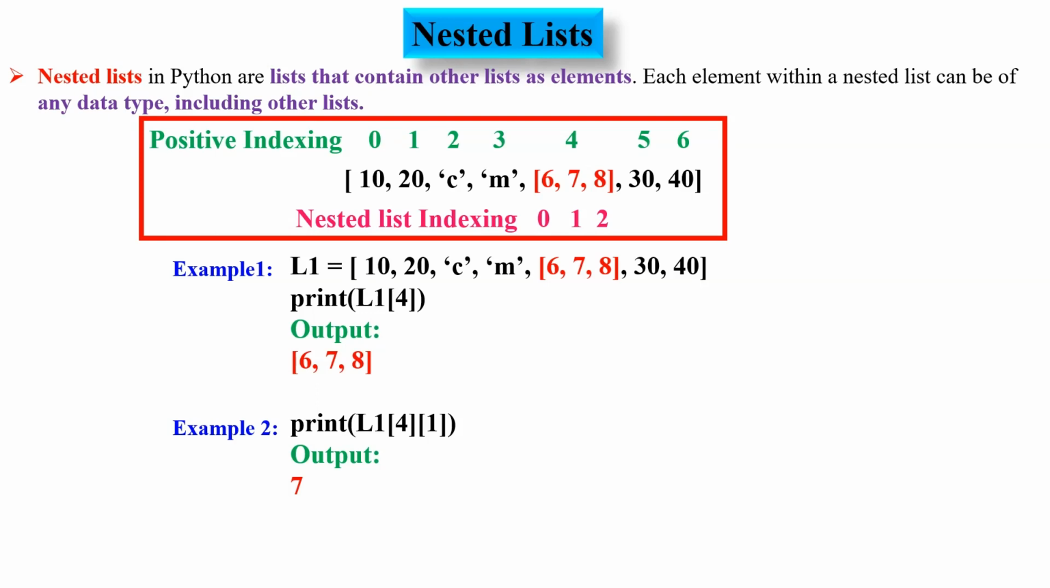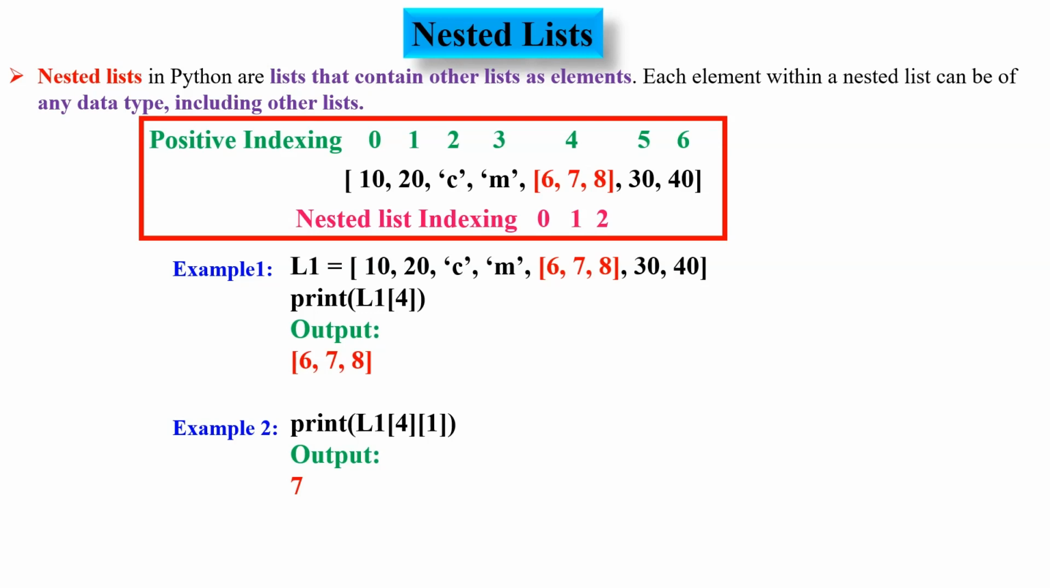List L1 holds the values 10, 20, C, M, a nested list holding the values 6, 7, 8, and 30, 40. The next line, print(L1[4]), retrieves the element at index 4 of the list L1. Now, look at the above picture. I have marked the positive indexing of the list in green color. It starts from index 0.